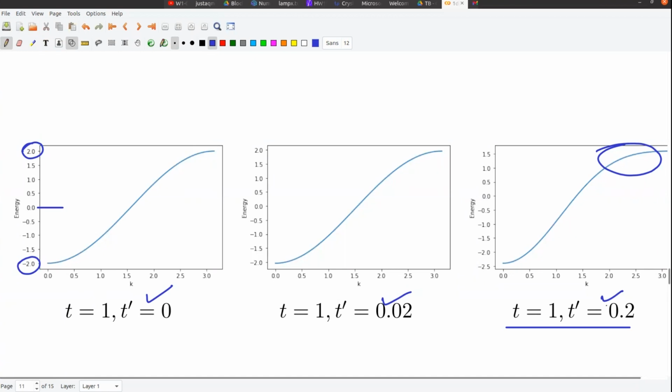However, in case of t dash equal to 0.2, the spread of the band about 0 is no longer symmetric. The maximum value of energy in the band is 1.5 and the minimum value is -2.5. However, note that t dash equal to 0.2 is a very high value for a 1D lattice. For t equal to 1, t dash should be much smaller than 0.2.